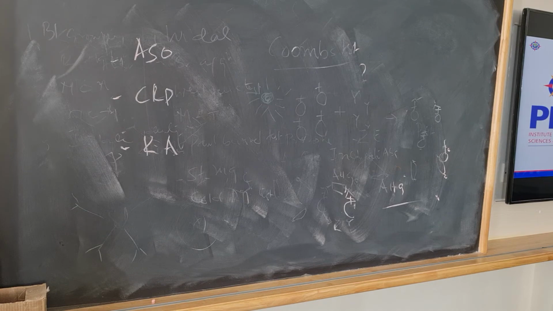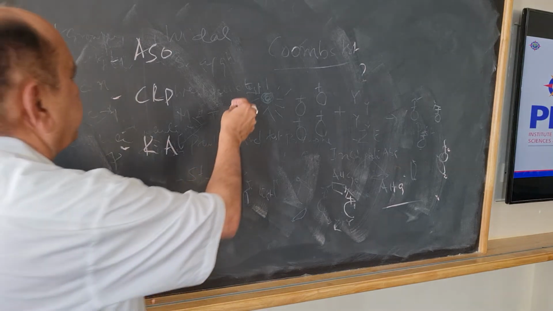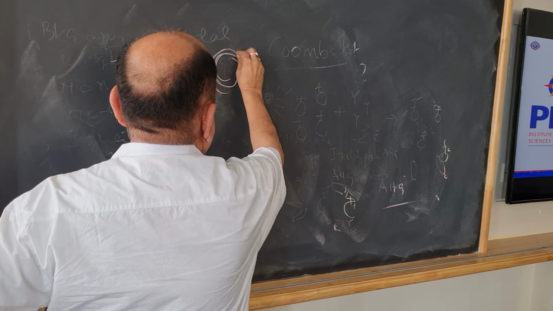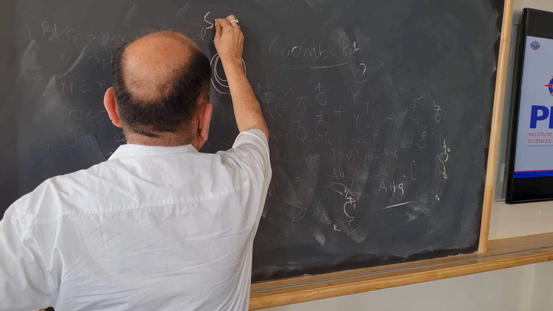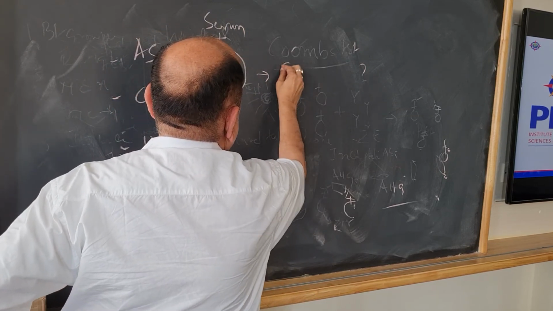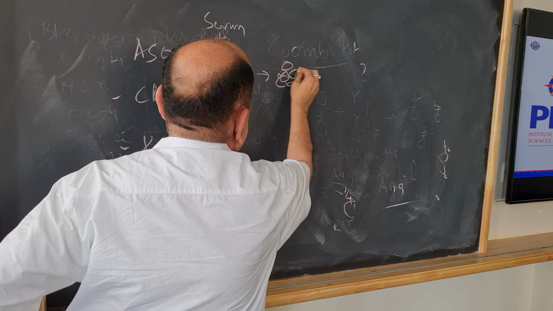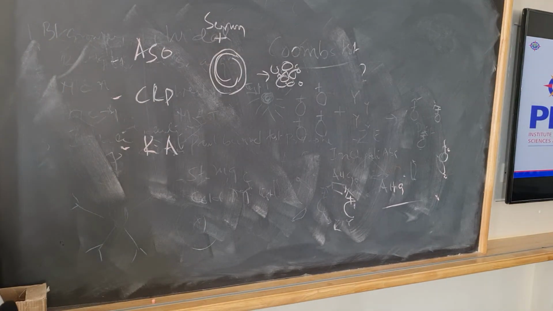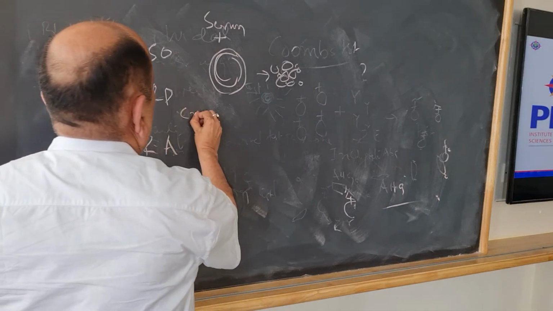It produces two types of toxin, streptolysin S and streptolysin O: oxygen stable and oxygen labile. So you take latex particles coated with ASO antigen, add serum, and the latex particles get agglutinated.